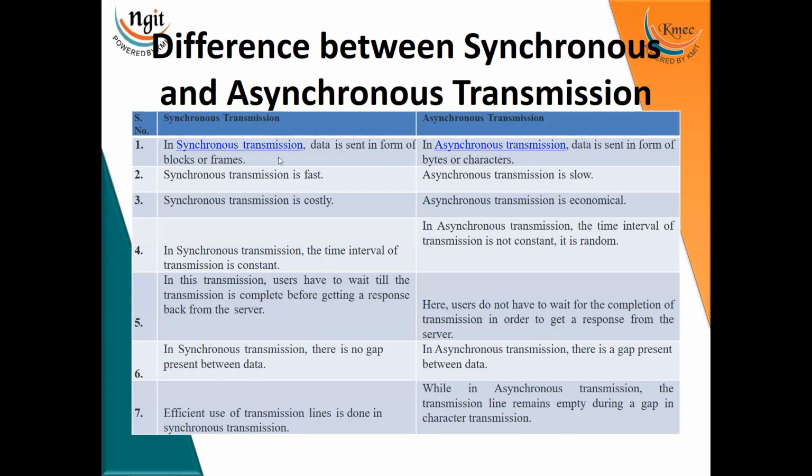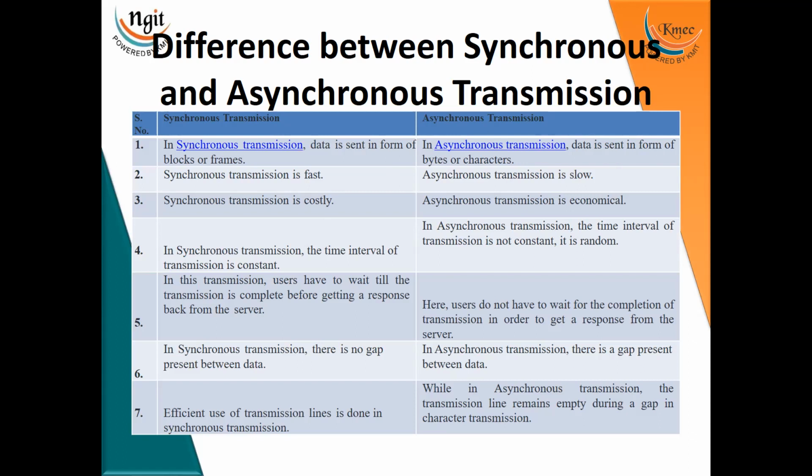And in synchronous transmission, the data is sent in the form of blocks or frames, as we know. In asynchronous transmission, the data is sent in the form of bytes or characters. And I said the synchronous transmission is fast and the asynchronous transmission is slow. When compared to the asynchronous transmission, the synchronous transmission is more costly. In synchronous transmission, the time interval of transmission is constant. It does not change. But in asynchronous transmission, the time interval of transmission is not constant.